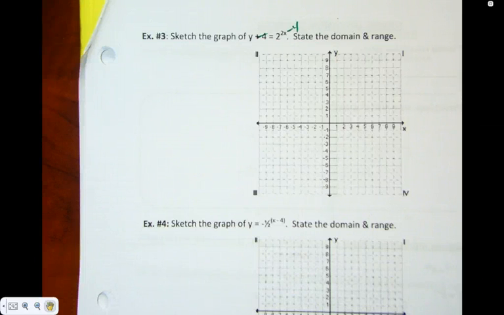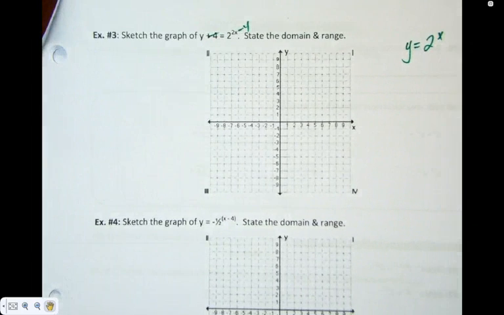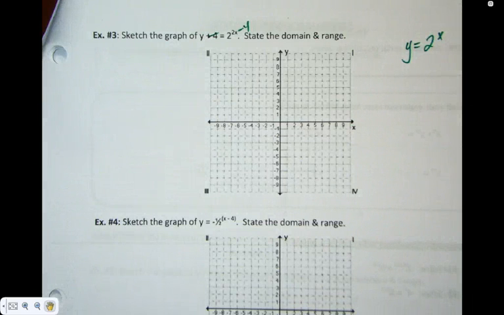How do you find the base graph? So take away all the little transformations, look for the x, and what base is it attached to? 2. So the base graph is just going to be 2 to the x. Right? Exponent, what base is it? 2 to the x. So let's draw that first, and then we'll talk about the transformations.